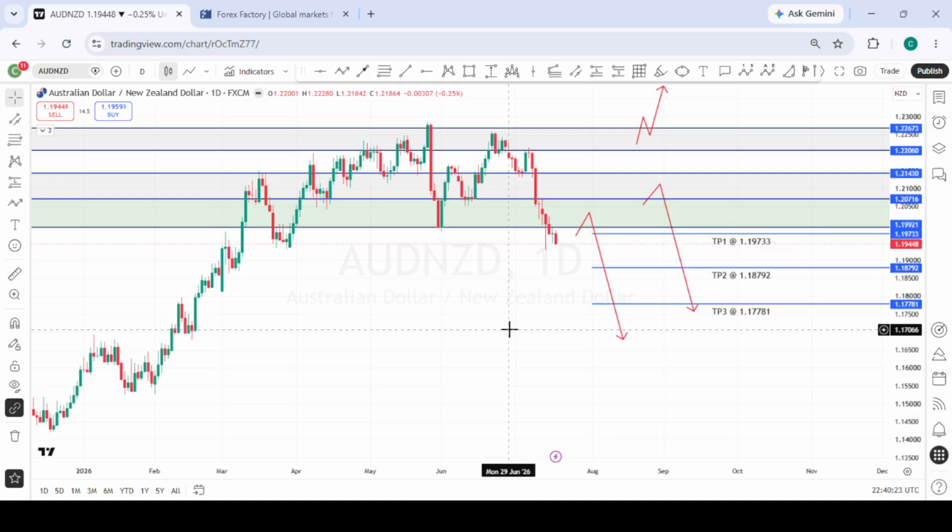Due to that, we're going to see more strength of the NZD pairs in favor of the NZD than the Australian dollar.